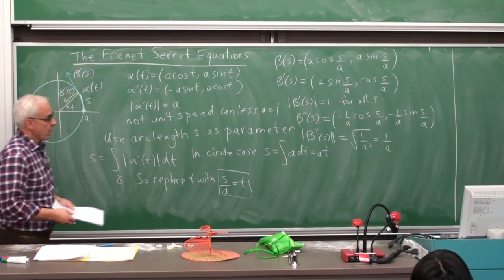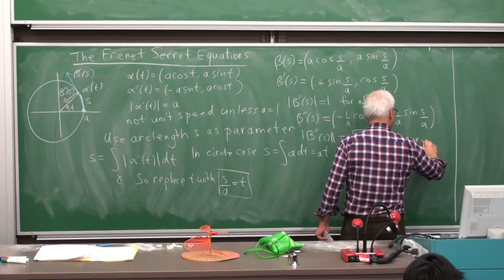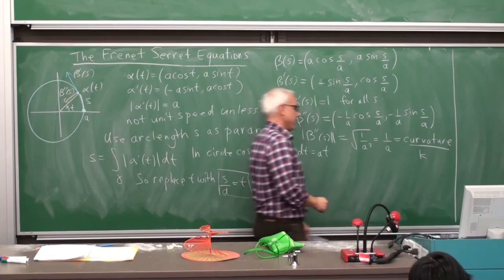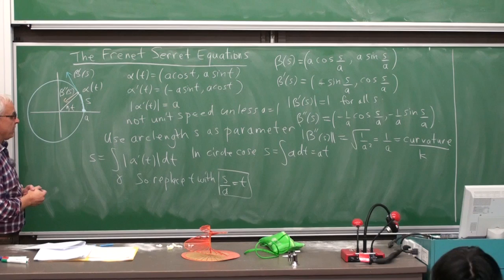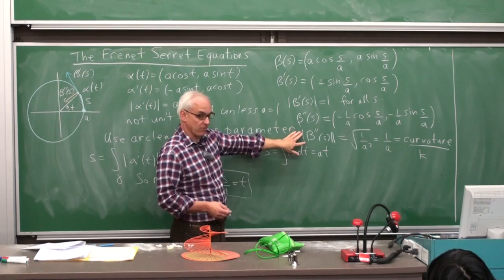Which is, in this case, the curvature of this circle, what we usually call K. So we see that for a circular motion, if it's unit speed circular motion, then the length of the tangent vector is 1 because it's unit speed, but the length of the acceleration, the second derivative, will be the curvature. I should write curvature K here.